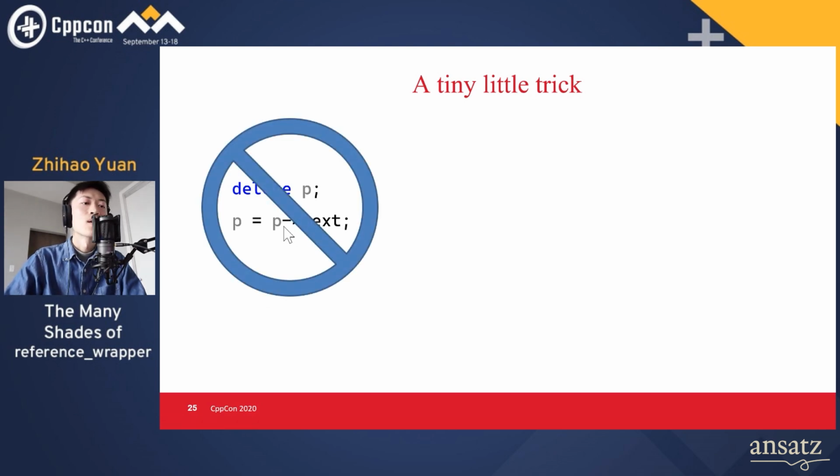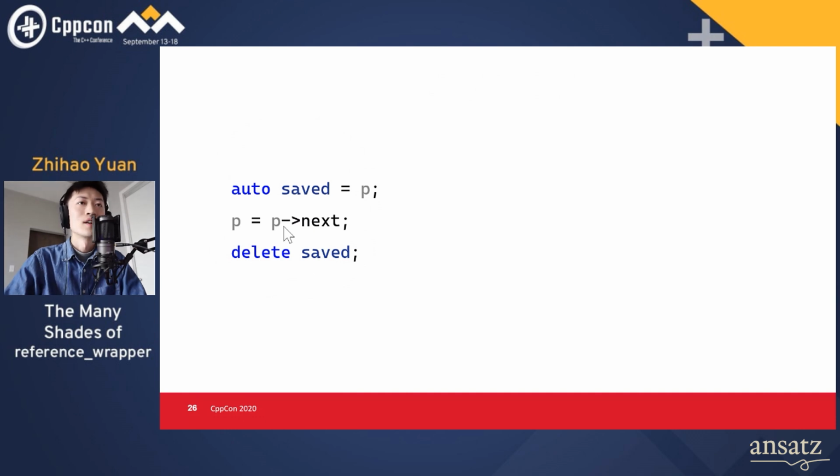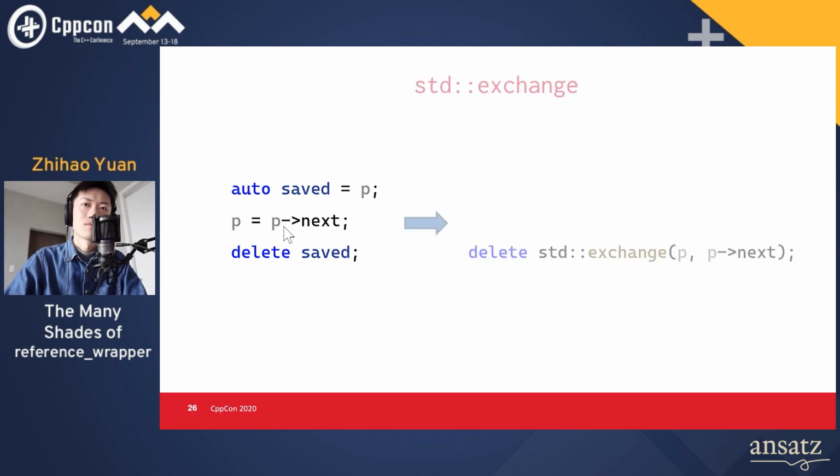So this code doesn't work. What works? This works. We can save the pointer, skip the node, and then delete the current node using the saved pointer. With the help of standard library utilities, we can replace these 3 lines with just 1 line: std::exchange.